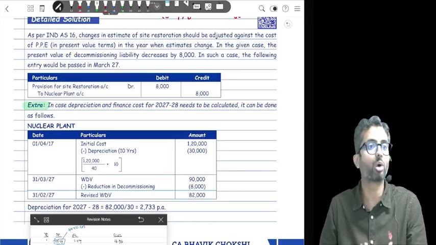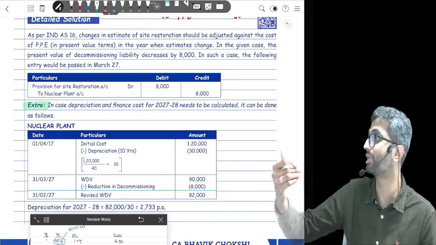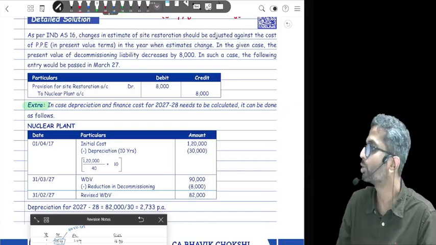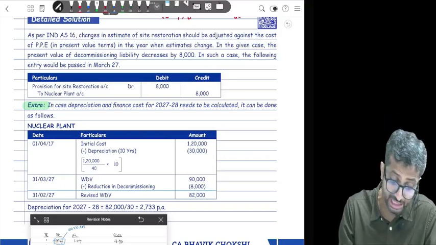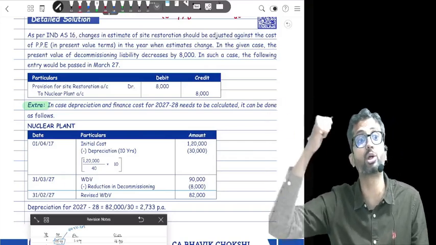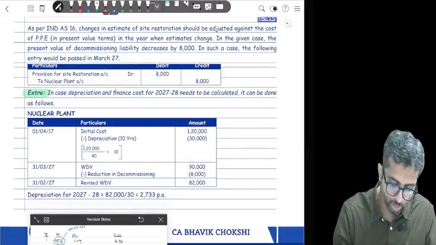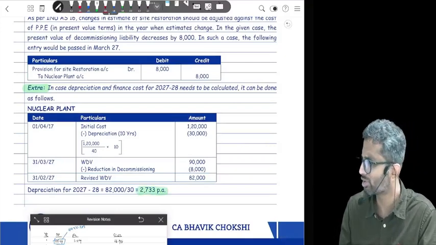Extra is not what was asked in the question, but for a logical understanding, we do something additionally. Again, do we need to do extra things in the exam? Not at all. So over here, this is additionally. Achha, if the question had asked you, comment on the position of the year 27-28, then we would have said, okay, the depreciation would be 2,733. But will there be any further change?